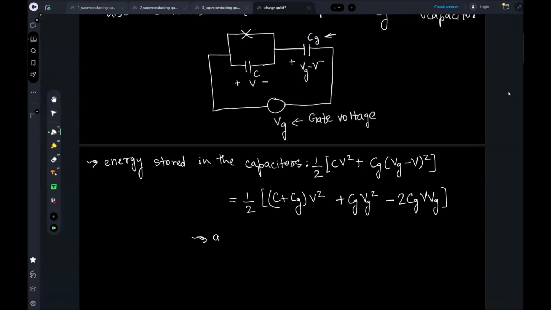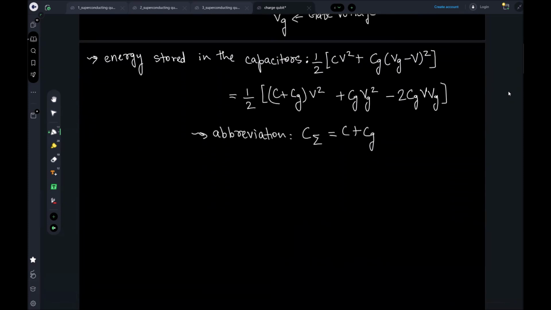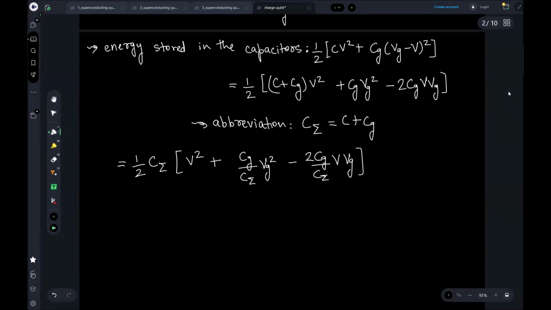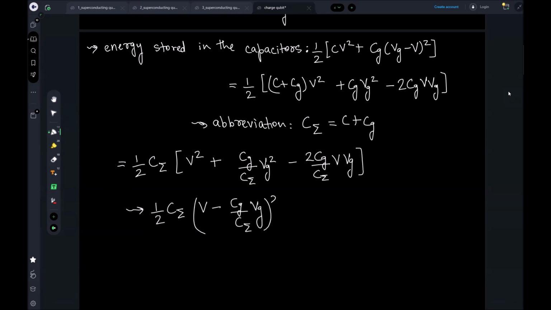And I'm going to introduce an abbreviation. That is, I'm going to call C sigma as C plus Cg. And if I now rewrite the energy stored in both the capacitors, I get the following expression. Next, I want you to consider the expression half times C sigma times V minus Cg over C sigma times Vg, all squared.